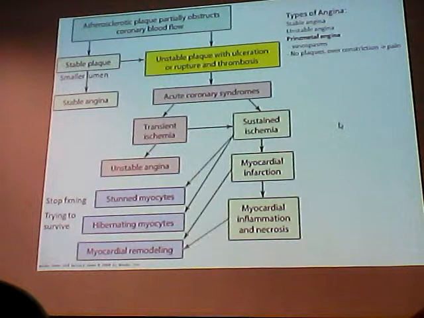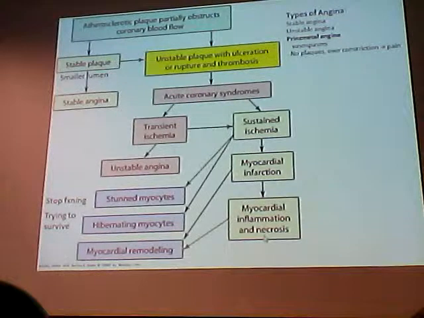So moving on to the next set of cardiovascular things. So when you have that plaque that starts to obstruct coronary blood flow, you could have a stable plaque which has that smaller lumen again, and blood can get through, but it's just going to hurt, so stable angina. But if it's unstable plaque that can rupture, or there's clots everywhere, then you can get some sort of heart syndromes. And so you can have ischemia, transient or sustained. And if it's transient ischemia, then it can lead to unstable angina. Or if it's sustained, you can have myocardial infarction and inflammation and necrosis.